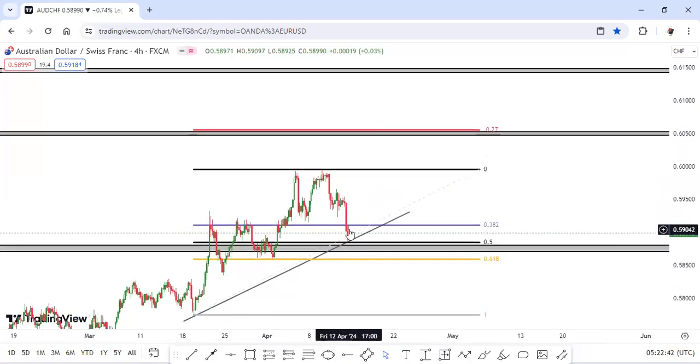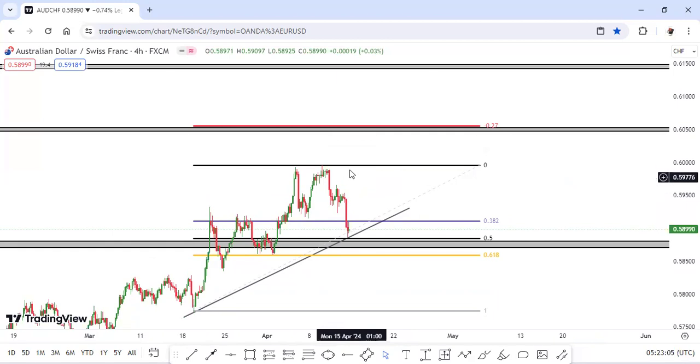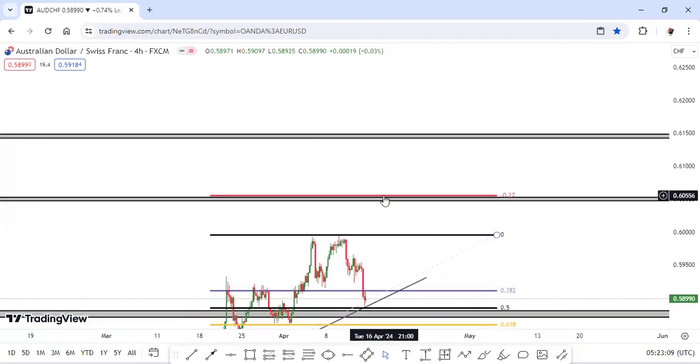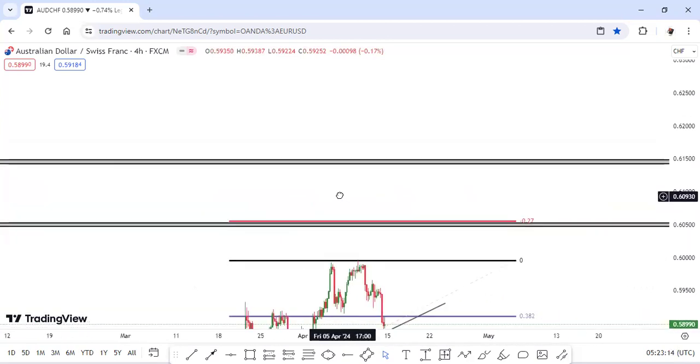But if this candlestick forms, I will be waiting for a close above this particular 0.382 Fibonacci zone. If this 4 hours candlestick is able to close above this particular minor resistance zone here and here, I'll be taking my buy entry from here. My first target point will be here, and my second target point will be minus 0.27, but the overall target is still here.